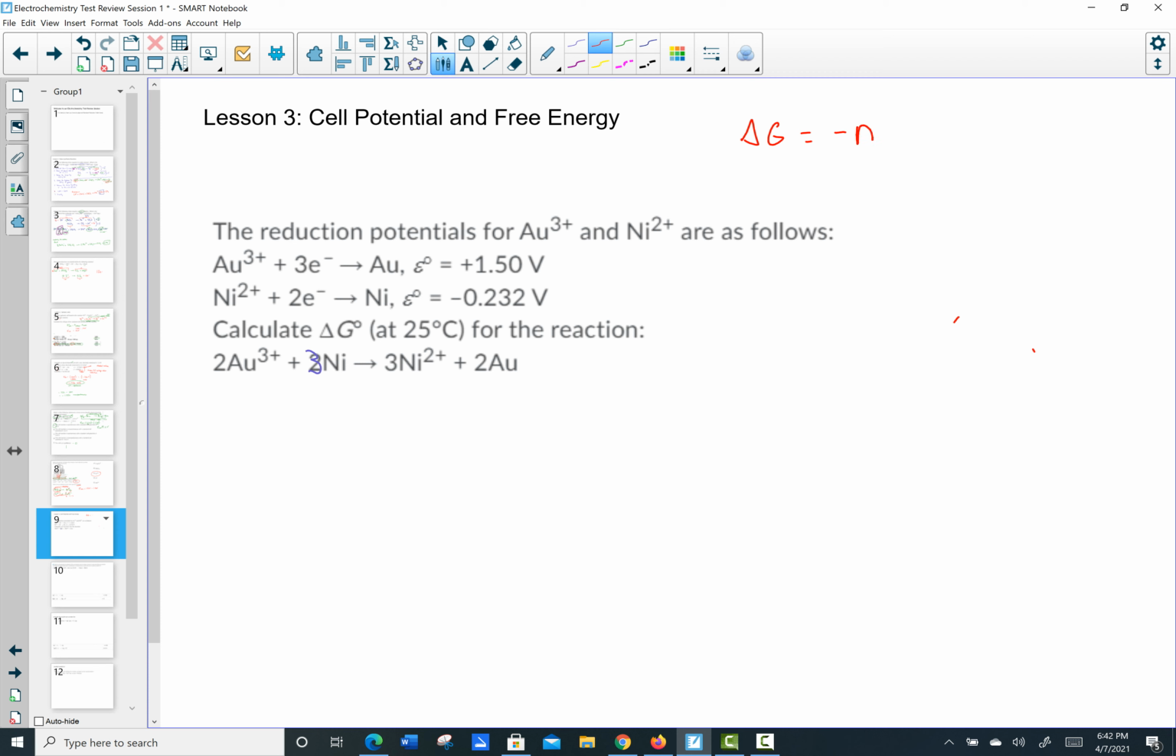Delta G is equal to negative nF times the standard E cell, where we know n stands for the number of moles of electrons transferred during our redox reaction, and F is Faraday's constant. F you don't have to memorize, but I know you end up doing so anyway because you write it so often. 96,485 coulombs per mole of electrons.